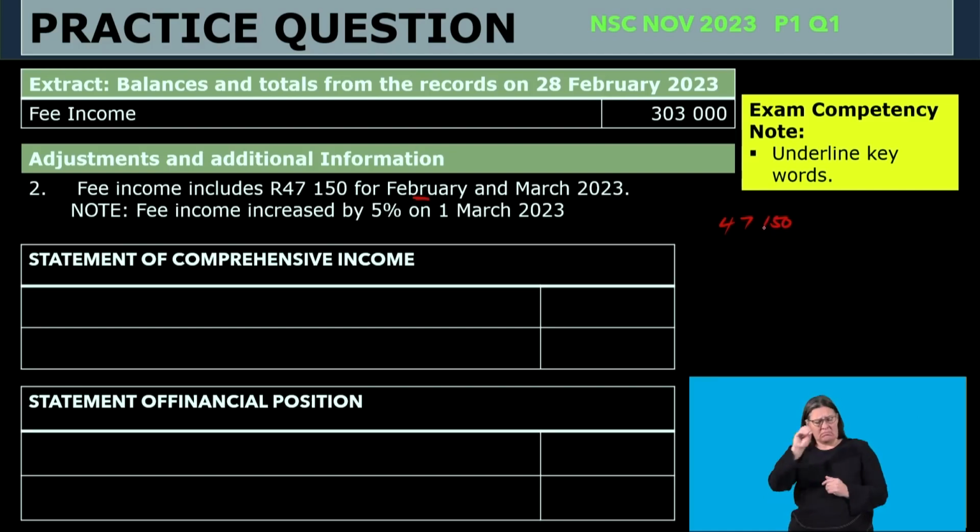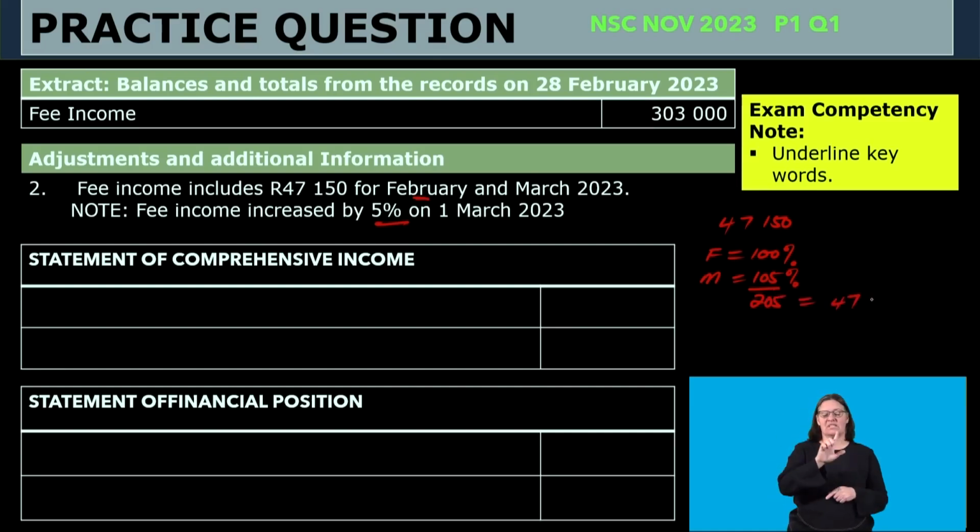So can I take this amount and divide it by 2? Certainly not. Why? Because March has increased by 5%. So what I know is that in February, it had not increased. So it was 100%. Are you following? Let's go to March. In March, it then increased by 5%, making it 105. You still with me? That means the total that we received for these 2 months is 205, which is equal to the 47,150.